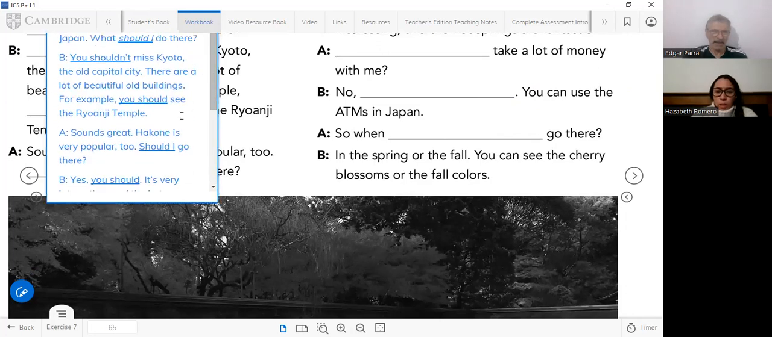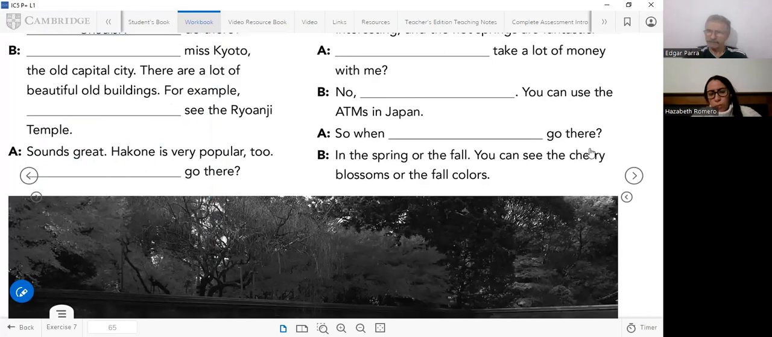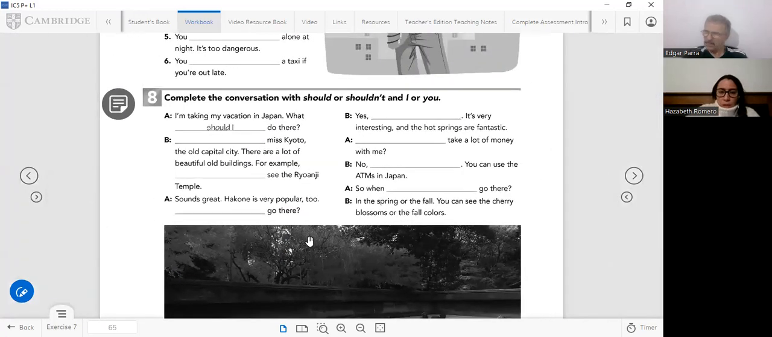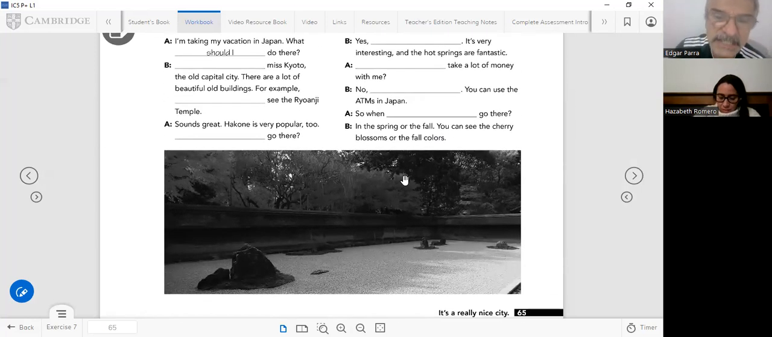Letter B. In the spring or the fall, you can see the cherry blossoms or the fall colors. Okay, repeat: blossoms. You know what cherry blossoms are? Cherry is a fruit, round and red, like a marble. But the blossoms are the flowers of the trees.